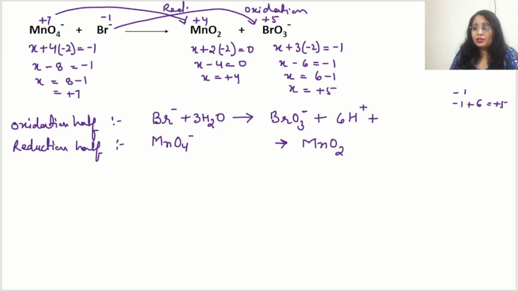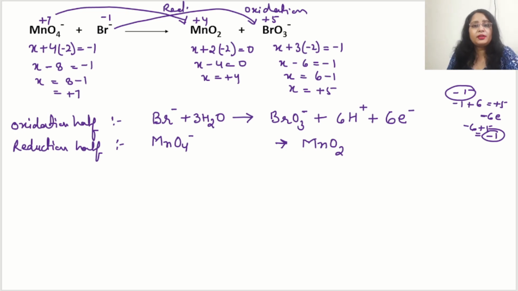So, how much will we add? If we have plus 5, we will add minus 6 electrons here. Then minus 6 plus 5 is equal to minus 1, and that will be equal to the left hand side. So, we can write 6 electrons only. 6 electrons means minus 6 charge. Now, check all the portions are balanced. Element bromine is balanced, oxygen is balanced, hydrogen is balanced and the total charge is also balanced.